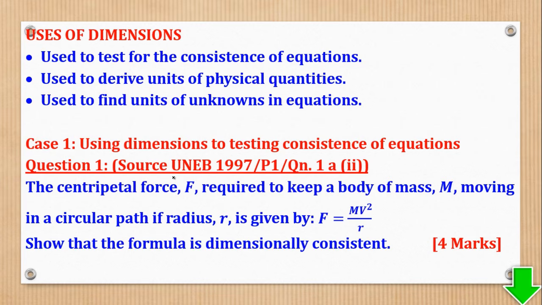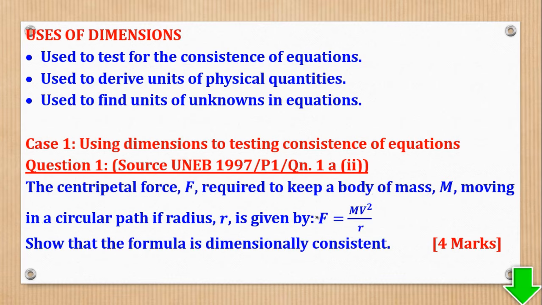So question 1 came from UNEB 1997 paper 1, question 1A, and says that centripetal force capital F required to keep a body of mass capital M moving in a circular path of radius r is given by this formula, F equal to mv squared over r. Show that the formula is dimensionally consistent.